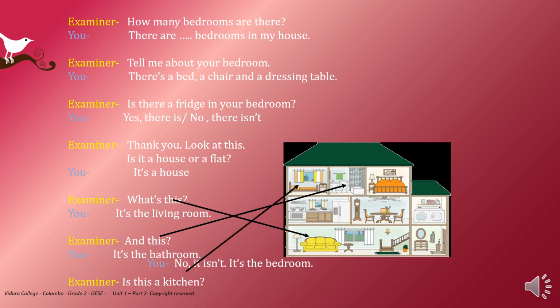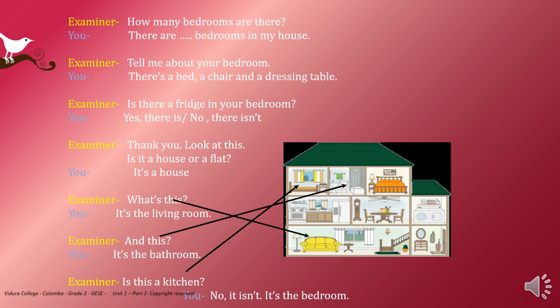Then he will ask, is this a kitchen? Is this a kitchen? No, it isn't. It's the bedroom. You know this already. So when he points to a wrong room and then asks, is this a kitchen? Then you have to say, no, it isn't, and then tell the correct answer. Okay, so the answer should be, no, it isn't. It's the bedroom. Okay, that's the correct way to give the answer.